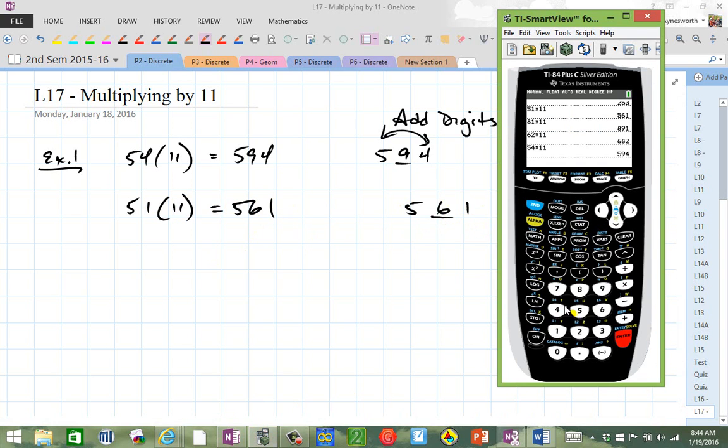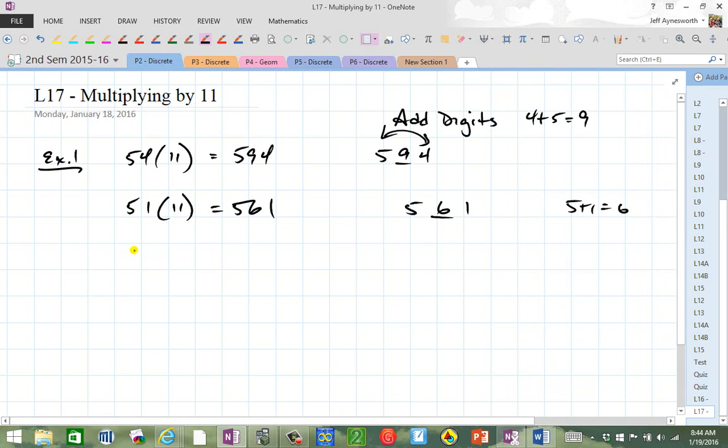So 51 times 11. Notice that's 561. One more time. 45, let's say. 45 times 11. What would that be? Well, you split the number 45. 4 plus 5 is obviously 9. Okay, you get 495. Then the question is, how do you do that when the sum's bigger than 9?